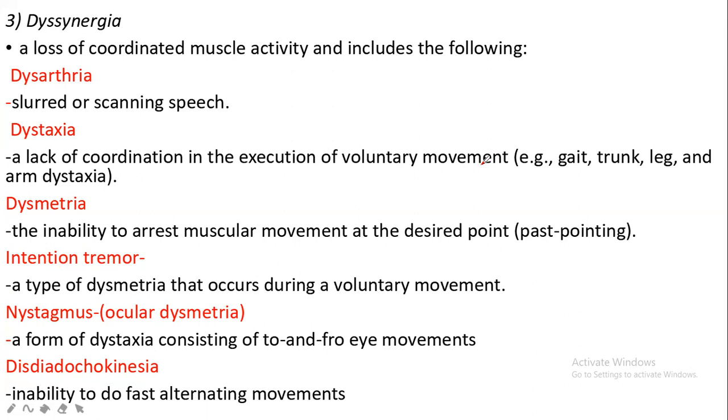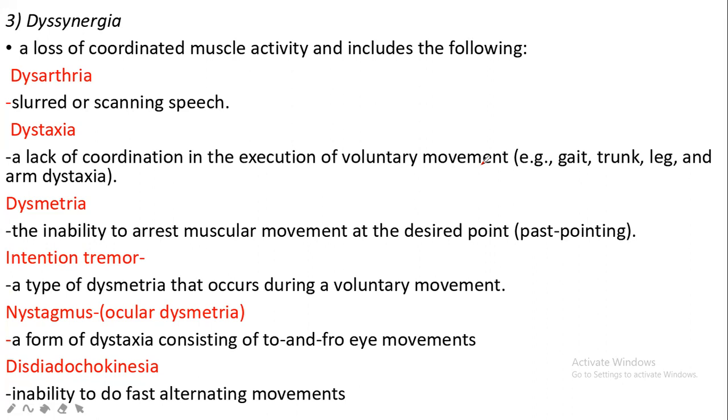Then we have what we call intention tremor. This is a type of dysmetria that occurs during voluntary movement. So when you want now to start a certain movement, the patient starts to have tremor. This is different from the tremor that we actually see within Parkinson's disease. In Parkinson's disease, we see a tremor that is called the resting tremor that occurs when a patient is resting. This type of tremor that we see with cerebellar dysfunction happens when a patient tries to initiate a movement.